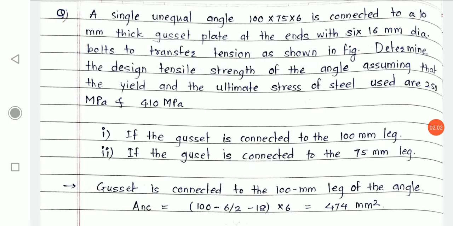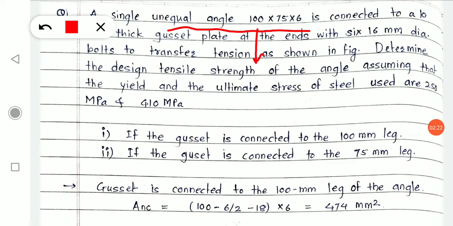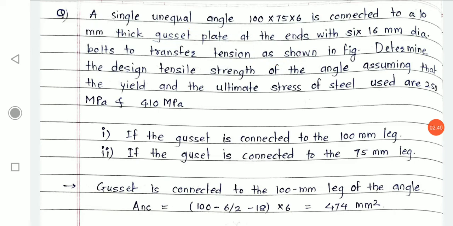Now let's start. Before going for the session, we will read our question again and then we will start. So see, the question says we have an unequal angle whose dimensions are 100 by 75 by 6, where 100 is the longer length, 75 is the shorter length, and 6 is the thickness of the legs of that angle. It is connected to a 10 mm thick gusset plate, at the ends with 16 mm dia, 6 numbers of bars.